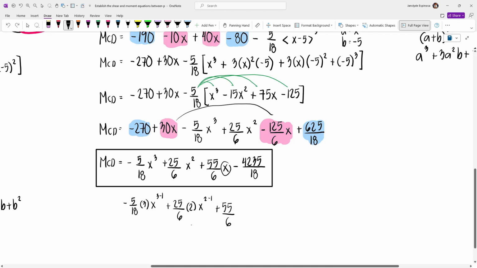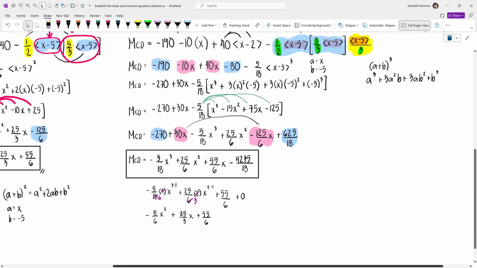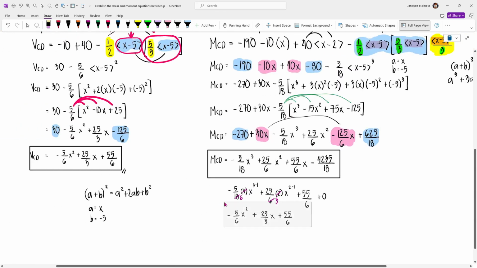This will be removed, and then the constant term will become 0. So we now have minus 5 over 6 times x squared plus, this will cancel, so 3, and then this is again 6. So plus 25 thirds times x, because this will become 1, and then plus 55 over 6. And so notice that this is the same as our shear equation. And so this is what I meant, that you can just form the moment equation and then just differentiate that to get your shear equation. Now that's to save time.